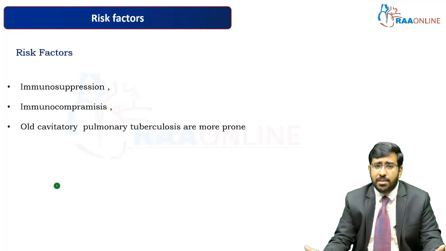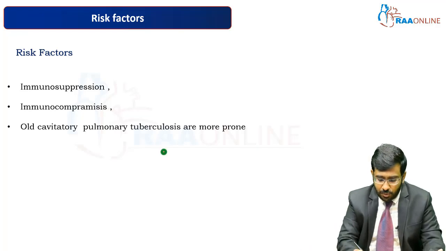In case of primary, the patient may have humoral immune response deficiency, cell-mediated immunodeficiency, a phagocyte-mediated disorder, or anything to do with the complement proteins and their regulators. These are the patients who are more prone to this kind of infection. So that's immunocompromise. And we have the old cavitatory pulmonary TB, in which the patient is more prone.